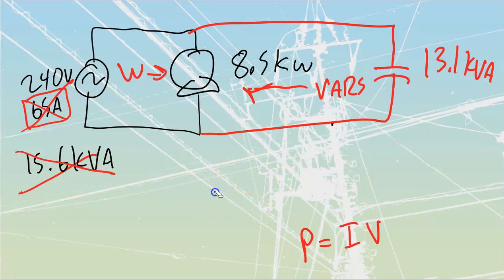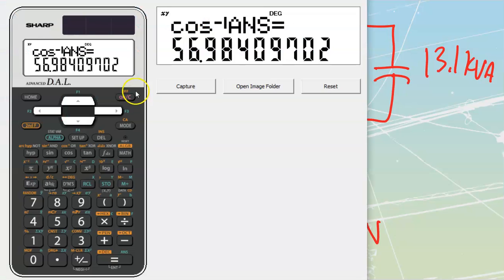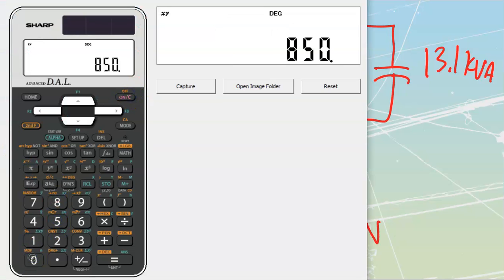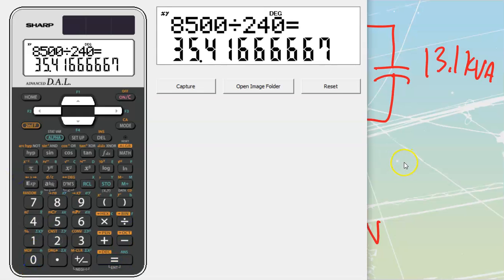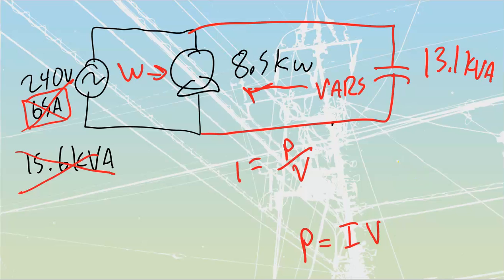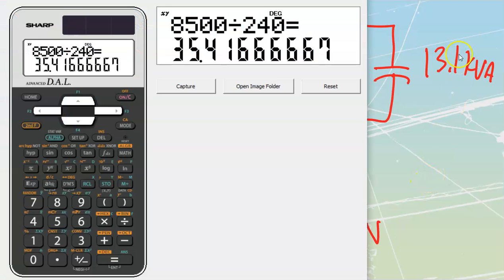Remove these ones because we don't need them. And then we're just going to take our values of power and divide out our values of voltage. I is equal to my power divided by my voltage. Let's go to this one over here. What is my type of power that I'm supplying from the source? I'm only supplying the watts of 8.5 kilowatts. So 8,500 divided by 240 gets me to a value of 35.4 amps. My new line current is going to be 35.4 amps over there.